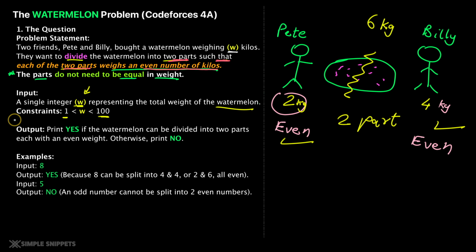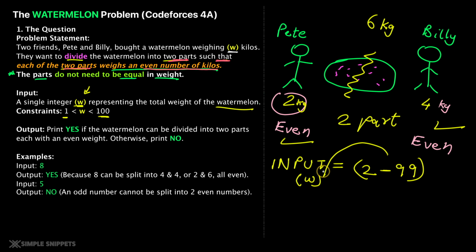So what do you want as the output? Input is going to be a single integer. So we will take input as the weight W, and it could be any number from 2 to 99, right? Between 1 and 100, right? So 1 is not included and 100 is also not included. It has to be somewhere between 2 and 99. That is going to be inputted as the weight.